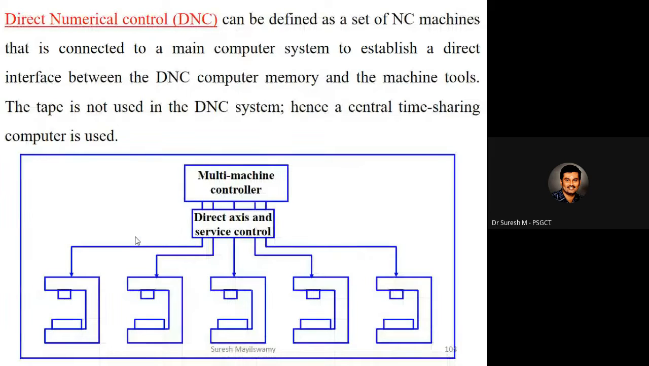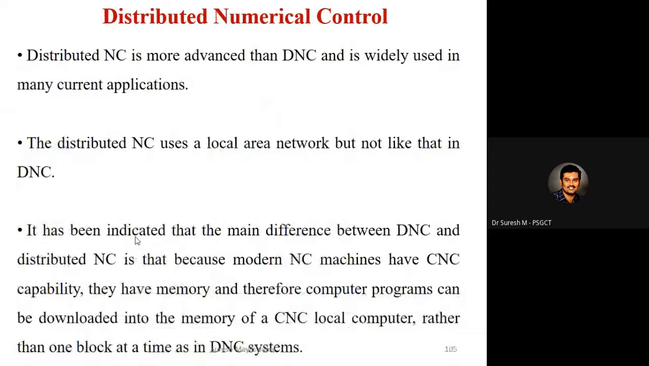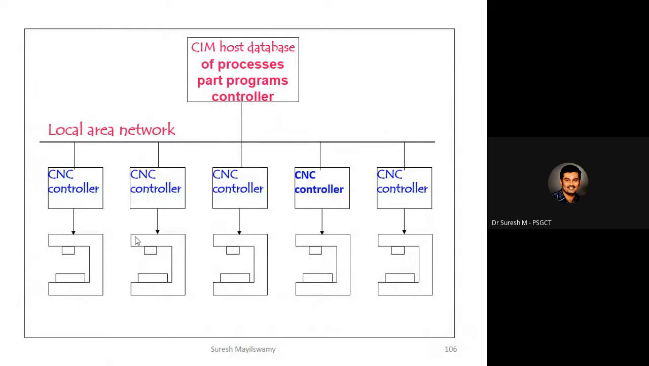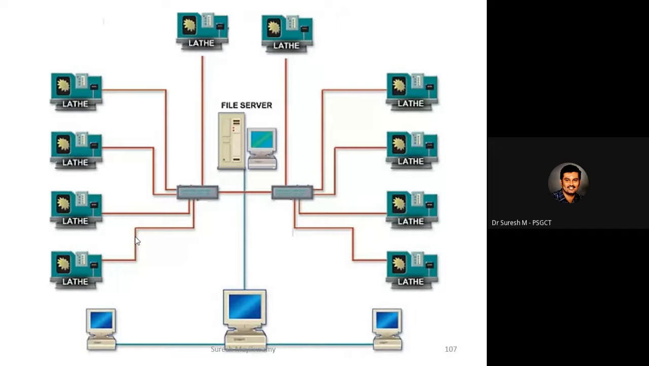So these are the example for direct numerical control, and this is the example for distributed numerical control. Here, the computer integrated manufacturing host database is there to control all the machine tools, and the local area network is utilized to control the entire system. So these are the examples for DNC, distributed numerical control. There is a file server, and by using that, there are hubs to transfer the data to the various machine tools.